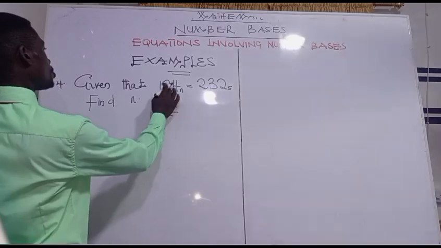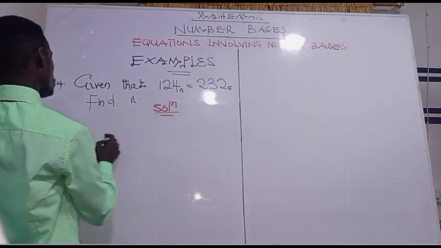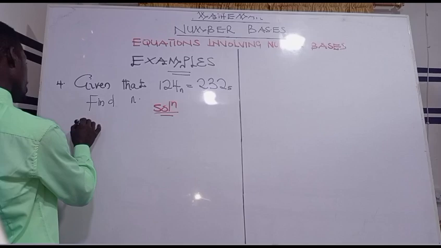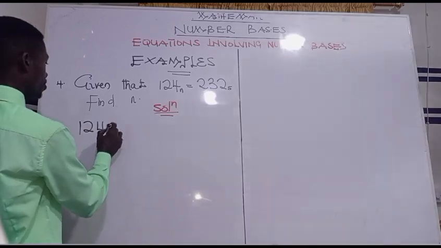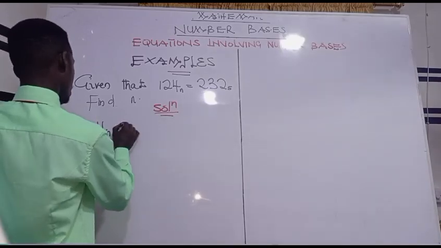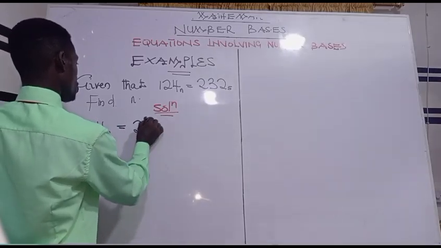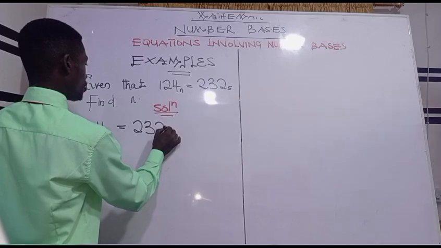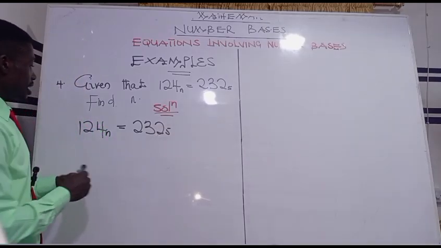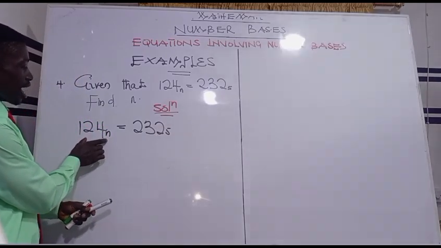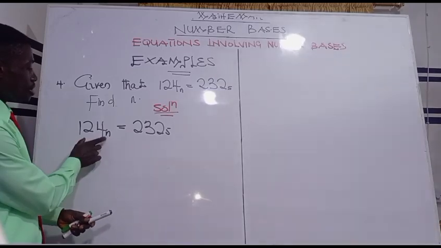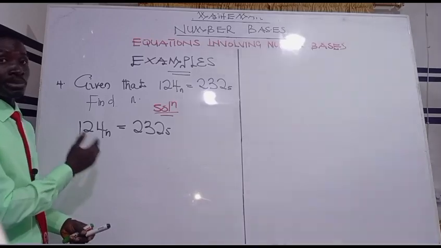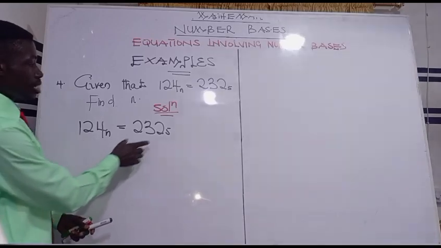So we have 124 to the base of n is equal to 232 to the base of 5. So you realize that this has not been expressed in base 10, or we don't know the base to which this numeral has been expressed. We are going to find out.